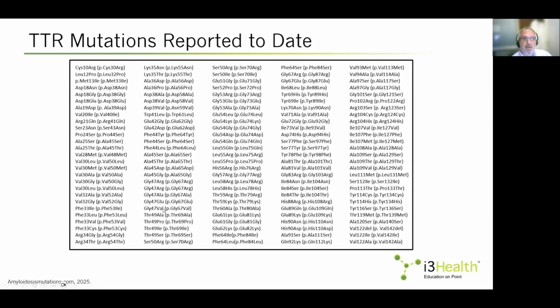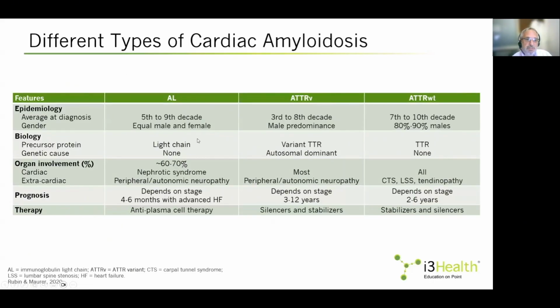This is a list of all of the different variants that have been known to date. As I mentioned, there are more than 130, shown with both the conventional nomenclature and the more up-to-date one that uses the 20 amino acid signal peptide. So just to review, there are other forms of cardiac amyloid that certainly mimic variant TTR.